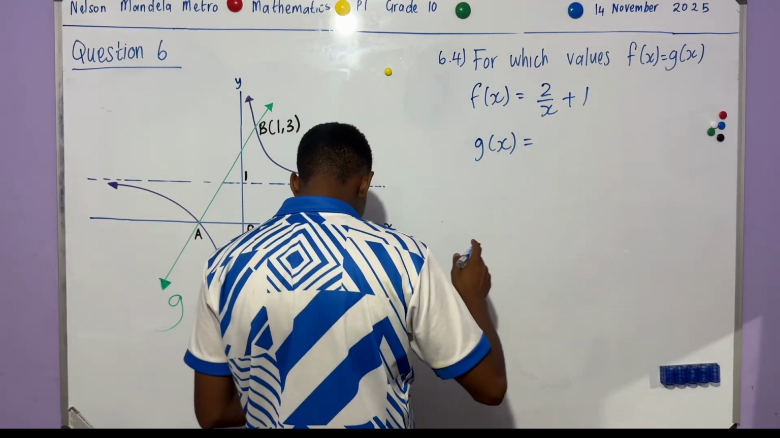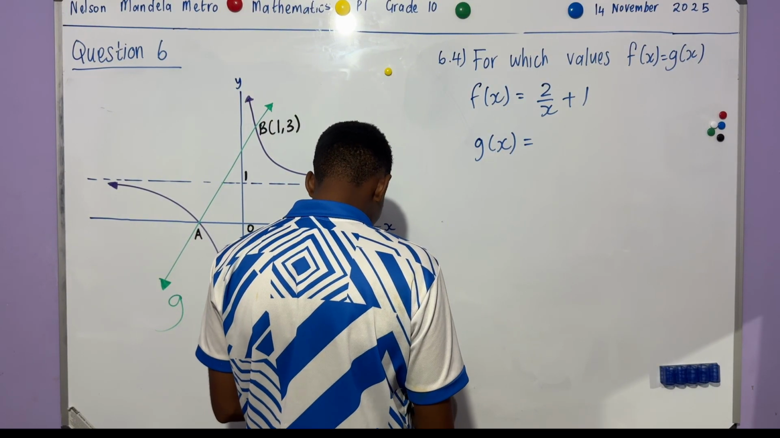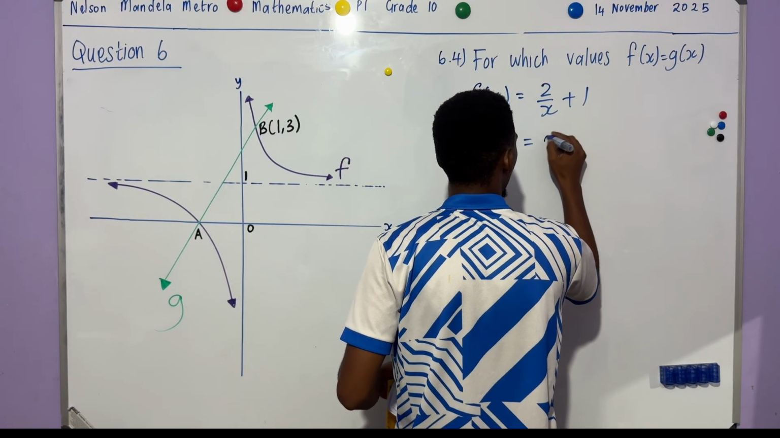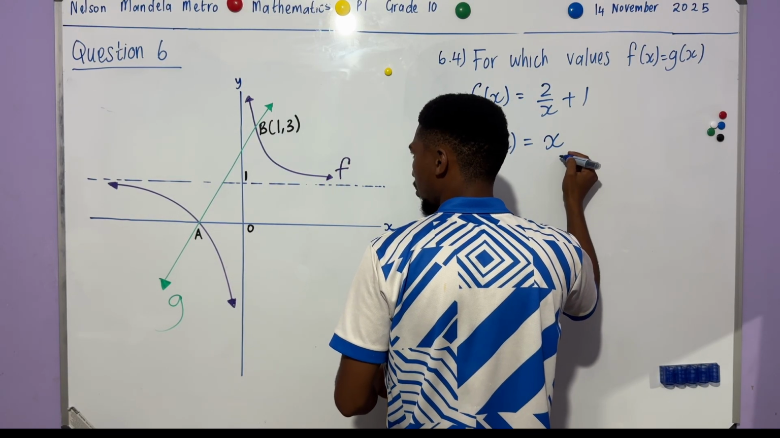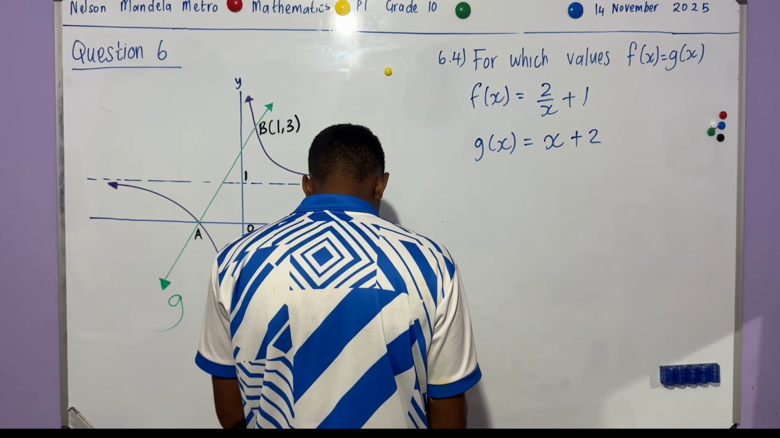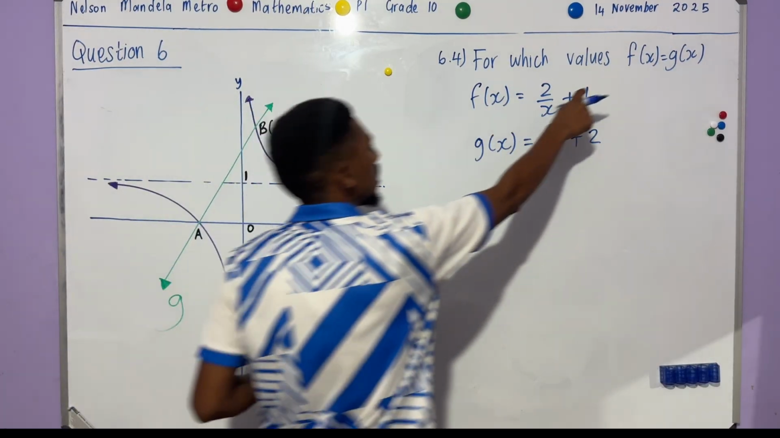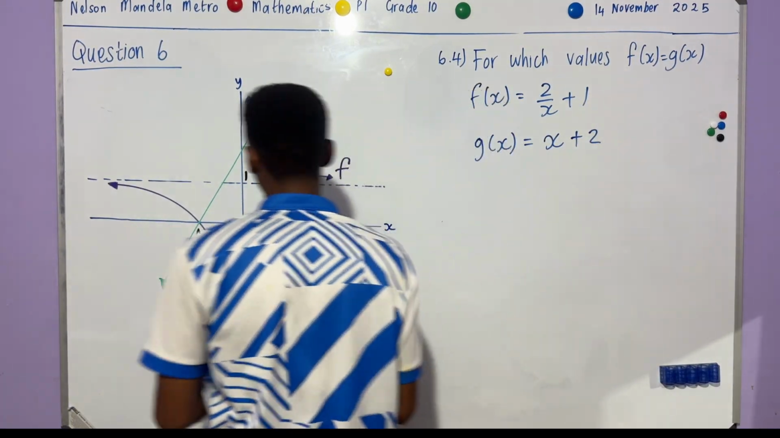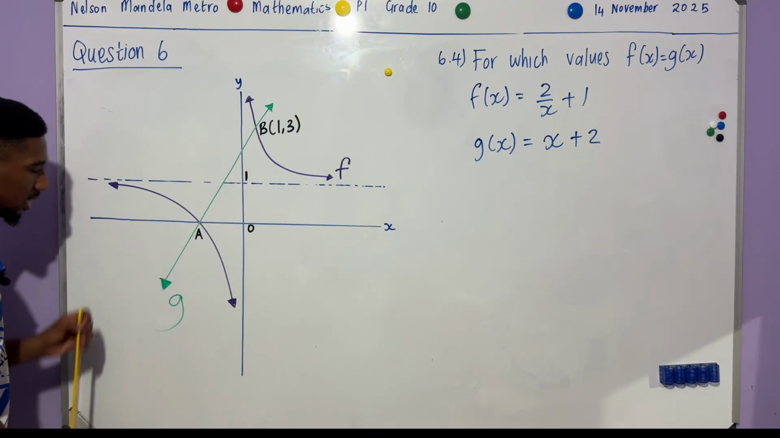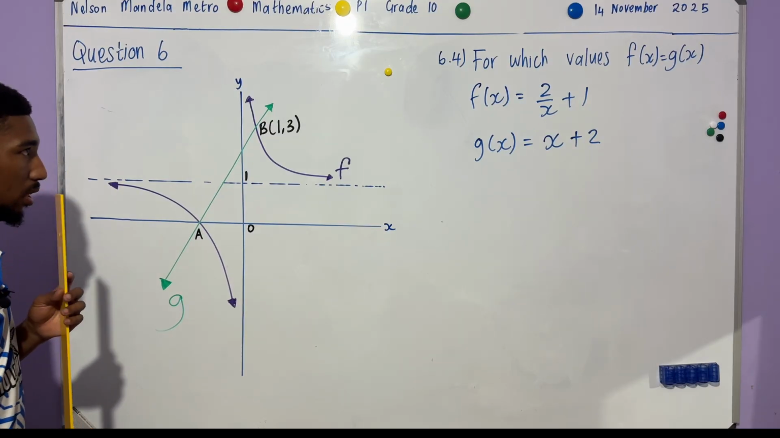And for the g of x graph, c was equal to 2, so we had g of x equal to x plus 2, if I'm not mistaken there. That is correct. Now, for which values is f of x equal to g of x? What is this asking? It's actually asking us, where do these two graphs intersect? And you can see they intersect at A and they intersect at B.